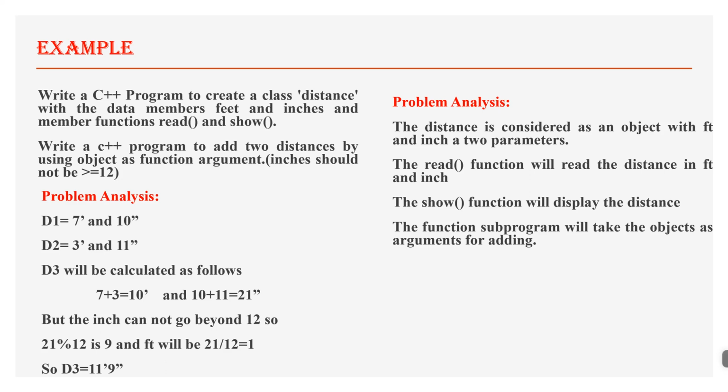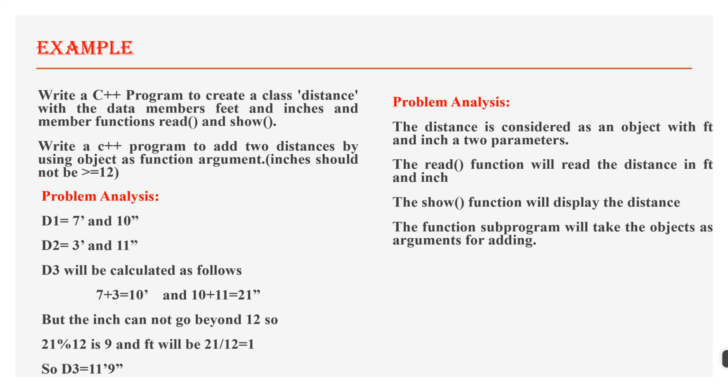Now let us discuss why d1 as well as d2 are objects. What is the reason for d1 to be an object as well as d2 to be an object? Just look at the distance d1 or d2. There are two parameters, one is feet and another one is inch. So d1 is having two data members as member elements. What are they? One is feet, another one is inch.